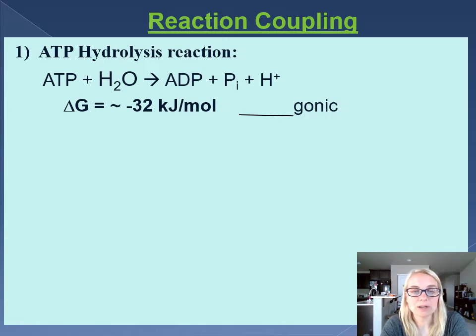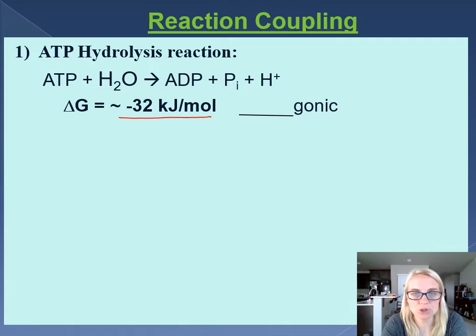So if we look at the delta G, it is a negative 32 kilojoules per mole, which is a unit of energy. We don't need to be super familiar with that. So would the hydrolysis of ATP be considered an endergonic or an exergonic reaction? I'll give you a minute to think about it. We looked at what delta Gs mean in the last video, positive versus negative.